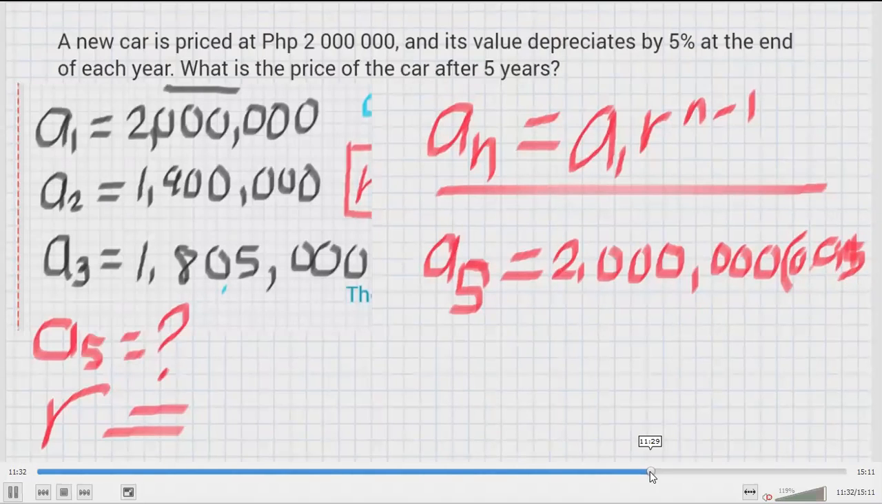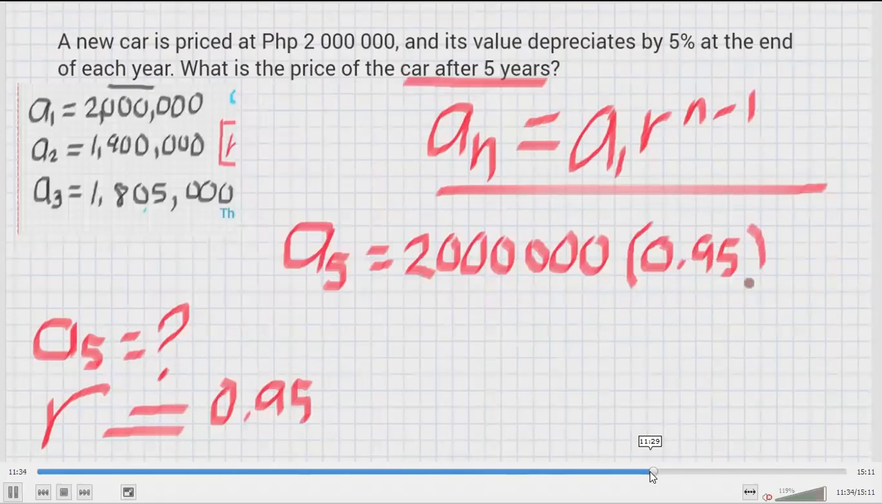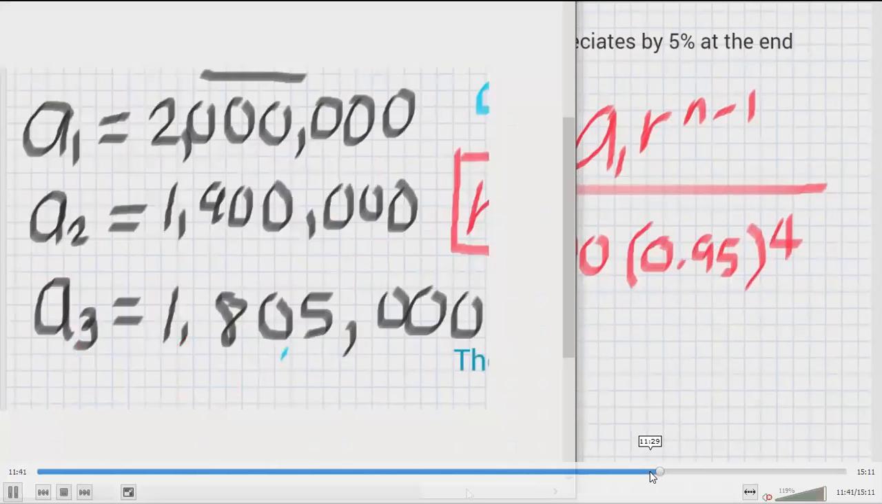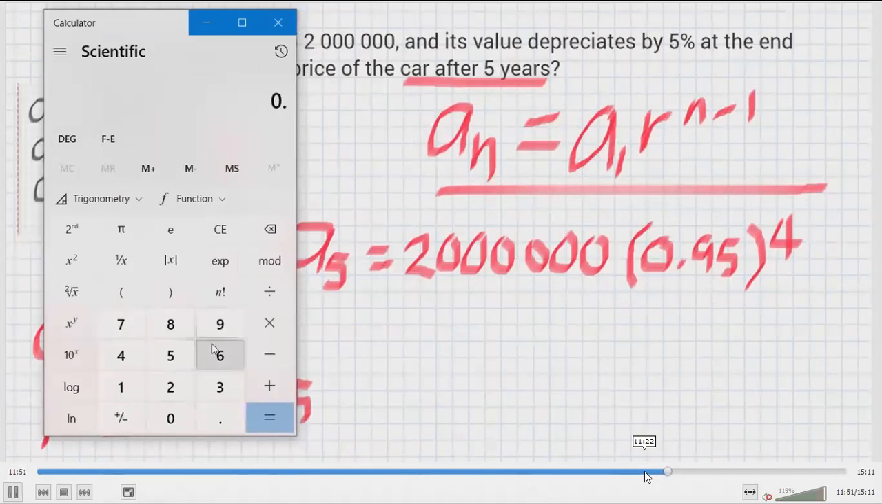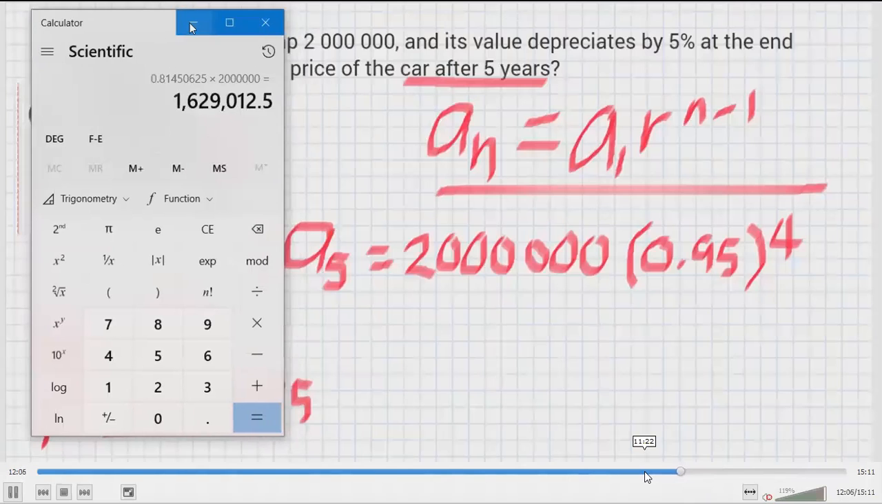Okay, it doesn't fit here anymore, so we need to move. That's for 5 minus 1. Let's compute that. 5 minus 1 is 4, so I already skipped that. We have 0.95 raised to the 4th exponent. So we have this value and then multiplied by 2 million. I'll just go directly to the calculator and then write down the answer.